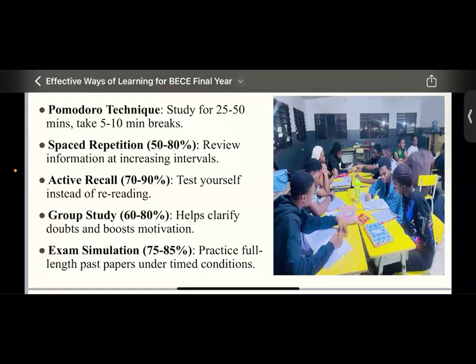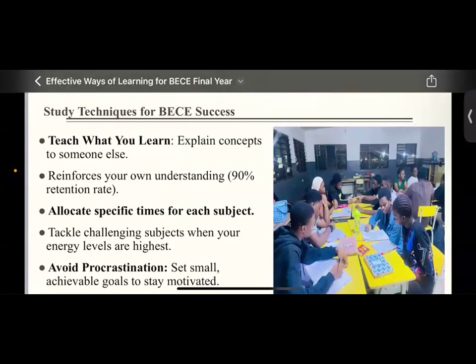Exam simulation, and that's what we talked about. Practicing past questions, 75 to 85% retention: practice full-length past papers under timed conditions. You can let your parents time you. If the objectives take 40 minutes, make sure you've timed yourself to answer within 40 minutes, or 45 minutes. If the essay questions demand 1 hour, time yourself, simulate it. Put yourself in that examination environment. That's how the body works. You will adjust to it and you will not be beaten by time in the examination.